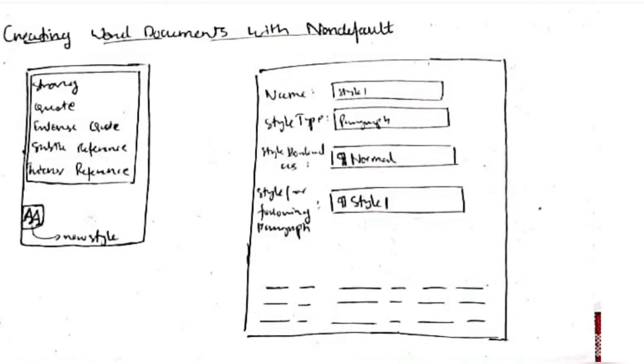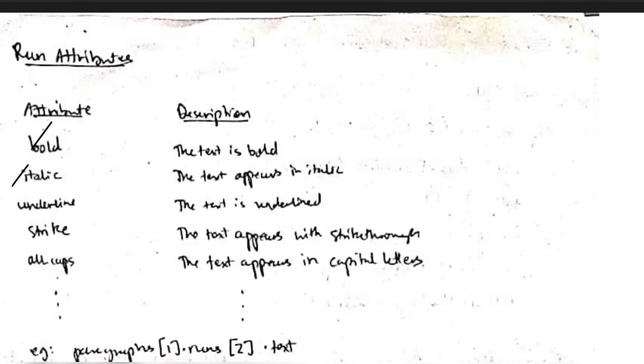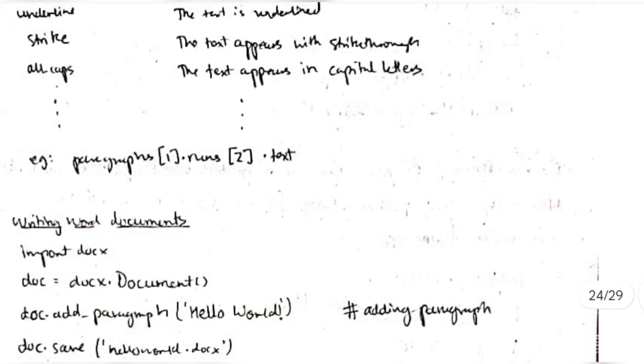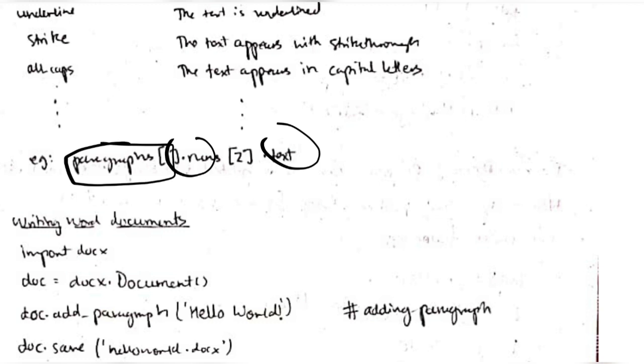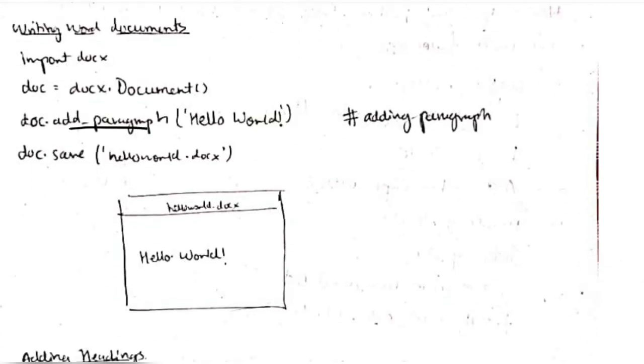By default we get the attributes of the name and the size and all. If you want to create a Word document with non-default attributes, we can specify attributes like bold, italic, underline, strike, all caps, and so on. Whichever we want we can use. For example, paragraph one dot runs dot text. Whatever font you have specified, that particular value which you have selected will be changed in that particular font. To write the Word document, you have to use add paragraph or add sentence, add word, whatever you want to add. The output will be as follows.